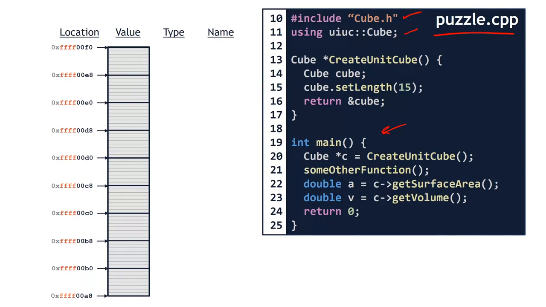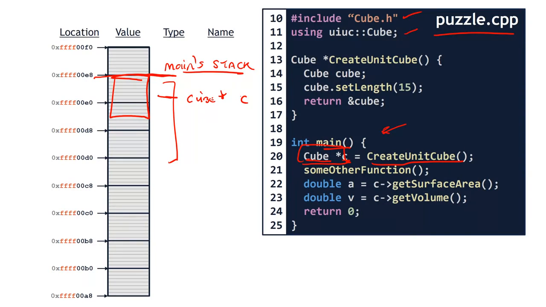The first thing we do is we create a cube pointer c that we're going to put onto main stack. So the first thing that happens is we're going to allocate an area of this memory for main. So we'll call this main stack. Inside of main stack, we see the first thing we have is a cube pointer. So the type of this memory is going to be a cube star. The name of it is c. And it's going to take on the value of createUnitCube. So createUnitCube is a function. This function returns a cube star.